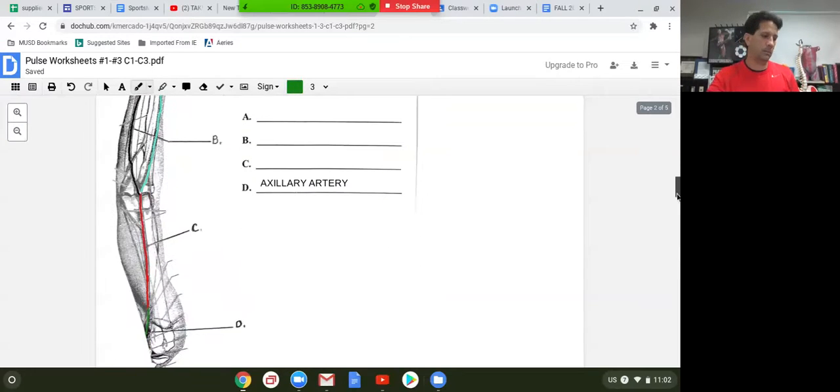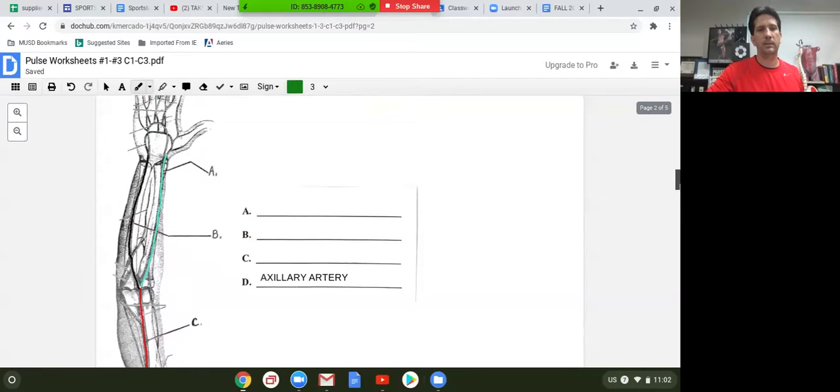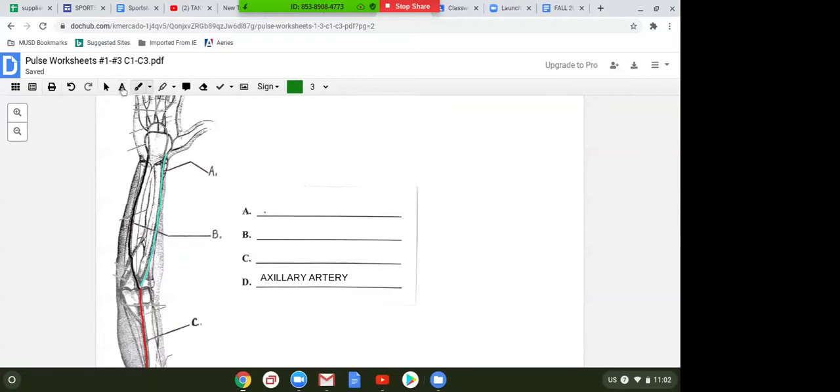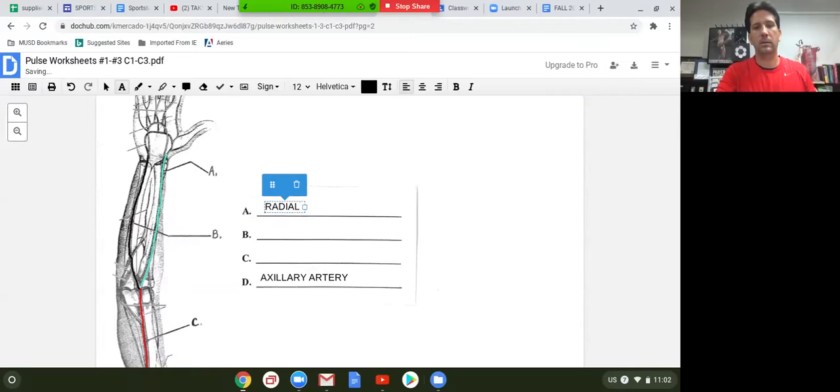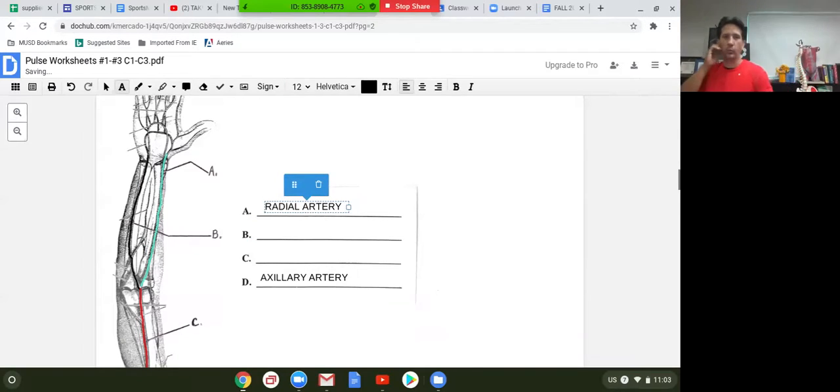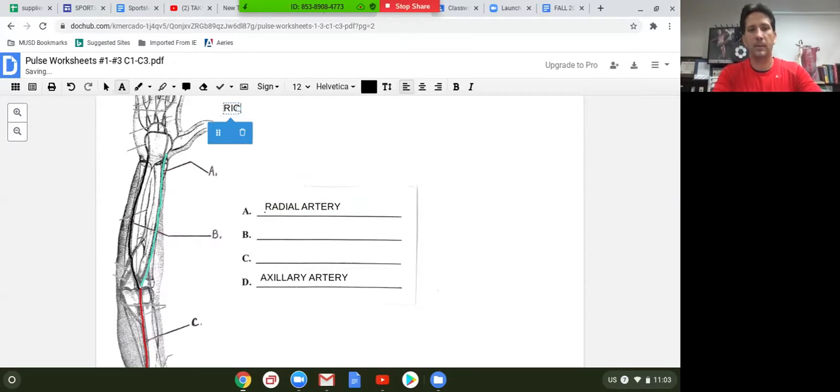Let me just throw it out there. Does anybody want to give me what A is? I think it's the radial artery. Yeah, good. Who was that? Cedric. Good, Cedric. So radial artery, this is the right side, the front of the arm and hand.